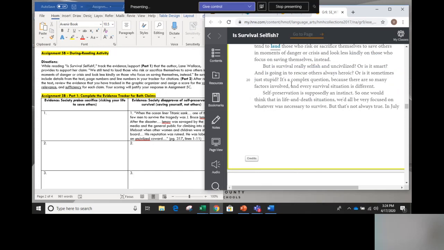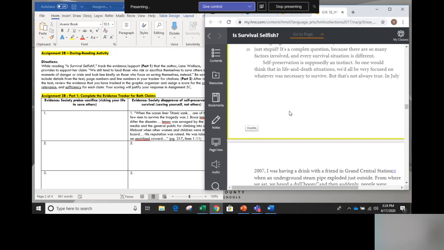But is survival really selfish and uncivilized, or is it smart? And is going in to rescue others always heroic? Or is it sometimes just stupid? It's a complex question because there are so many different factors involved, and every survival situation is different. Self-preservation is supposedly an instinct. So one would think that in life and death situations, we'd all be very focused on whatever was necessary to survive. But that's not always true.